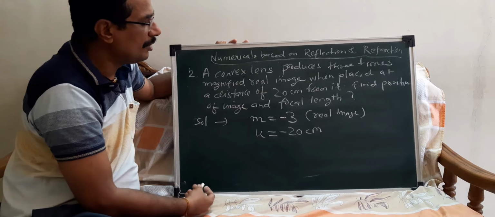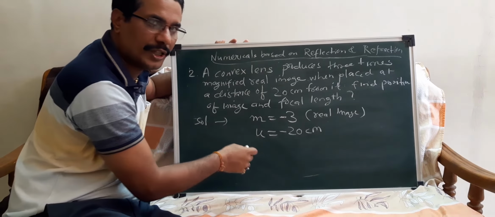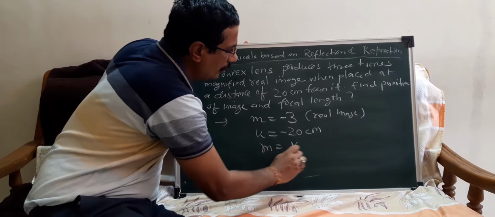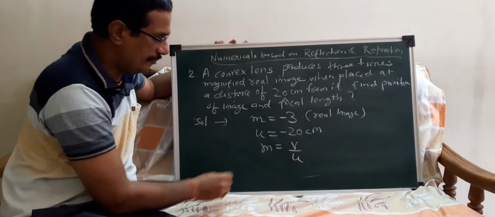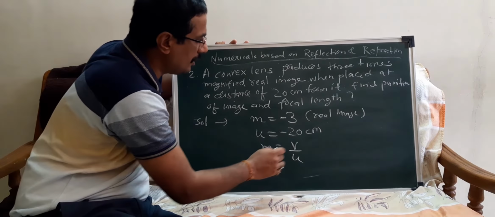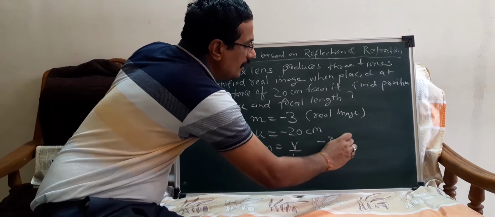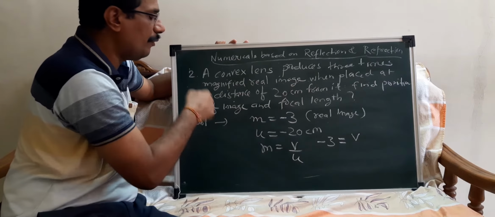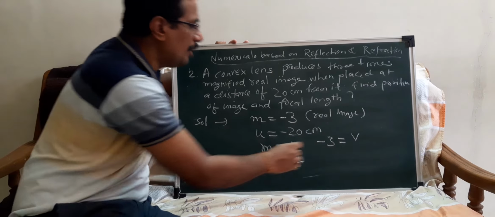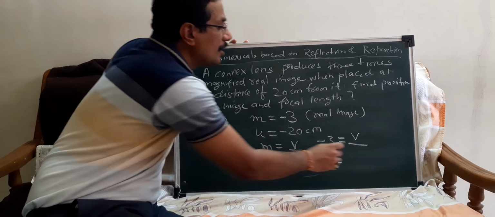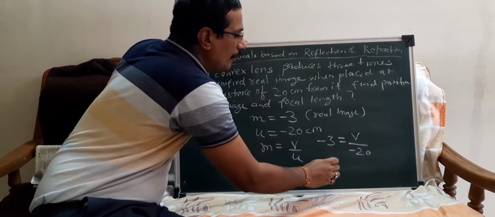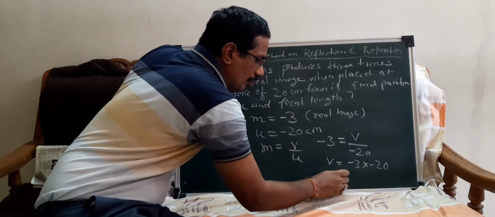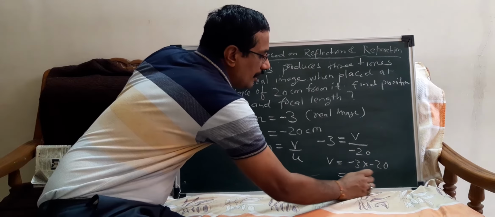Magnification is minus 3. So use the magnification formula for lens, m equal to v upon u. When you use this formula, m is minus 3, so minus 3 is equal to v upon u. We don't know v, we have to calculate v, the position of image. U is minus 20. So v will be equal to minus 3 into minus 20, that is equal to 60 centimeter.